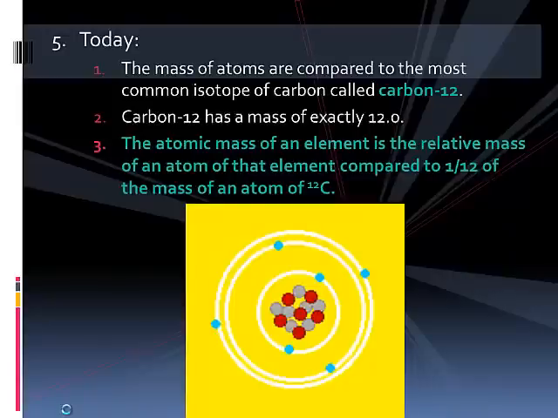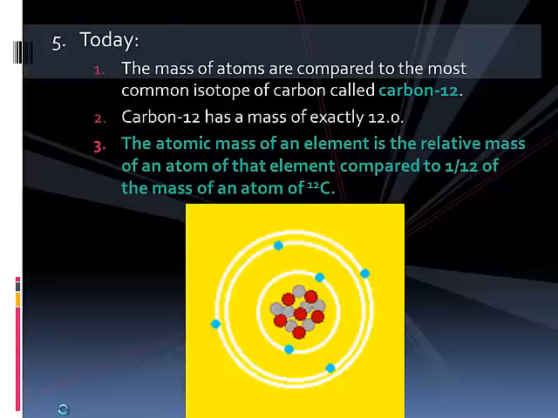Today, when we compare elements on the periodic table, masses of atoms are compared to the most common isotope of carbon, carbon-12. We know that carbon-12 has a mass of exactly 12.0. When we look at atomic mass of an element, the ones on the periodic table, the atomic mass of an element is relative to 1/12 the mass of an atom of carbon-12.